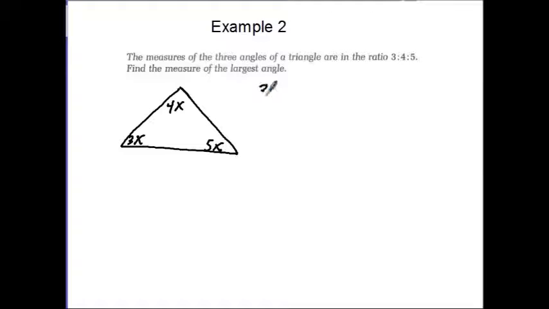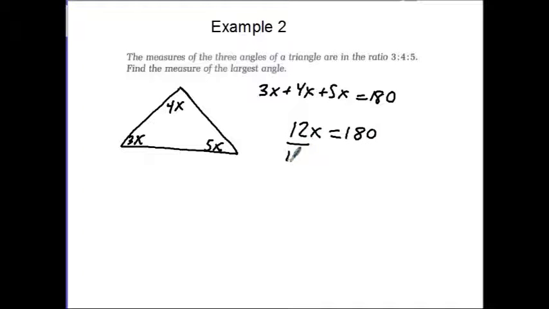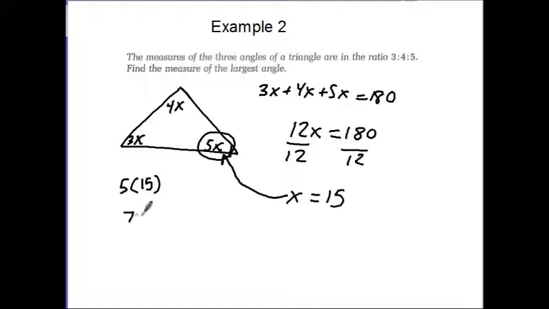We know that when we add up those three angles of a triangle, it's going to equal 180 degrees. So let's go ahead and do that. 3x plus 4x plus 5x is going to give us 12x equals 180. And when I divide both sides to get x alone, I'm left with x equals 15. Now we need to make sure that we're answering our question. We want to find the measure of the largest angle. The largest angle is, of course, going to be this 5x angle. So let's plug in 15 for x, and 5 times 15 gives me an angle that's 75 degrees for our largest angle.